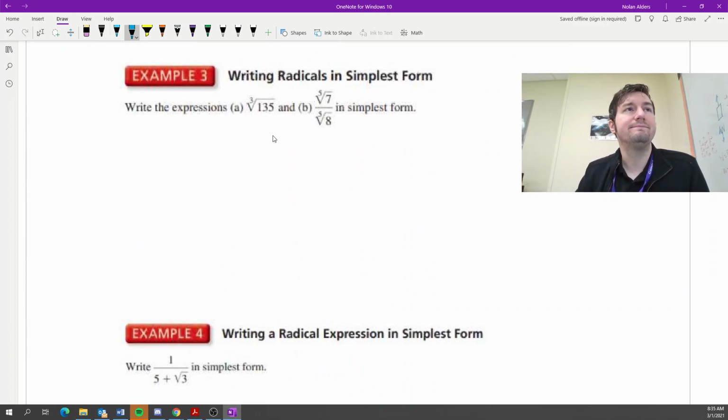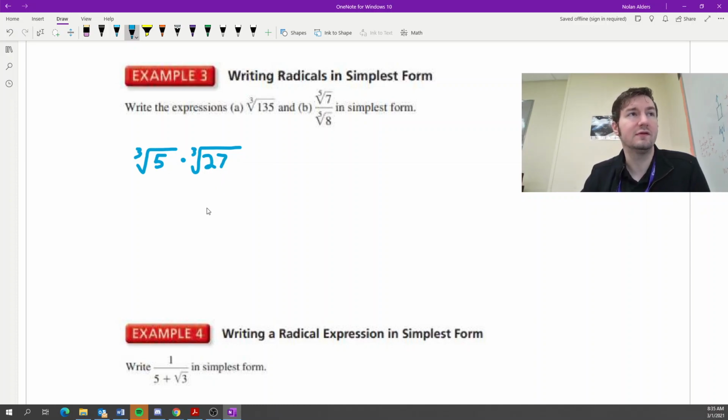All right, let's take a look at this one. So cube root of 135. We can't really do anything with that the way it is, but if we rewrite it as... 135 divided by 5 is 27. So we could rewrite this as the cube root of 5 times the cube root of 27, which we can take the cube root of 27. Cube root of 27 is 3. 3 times 3 times 3 is 27.